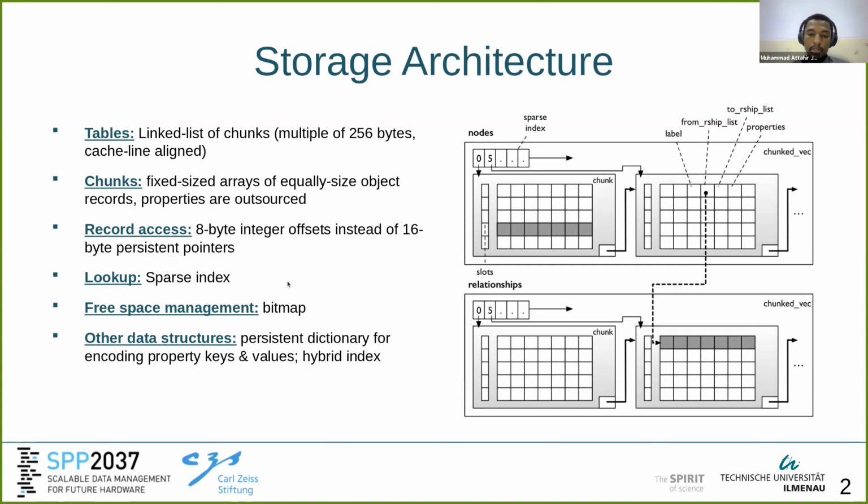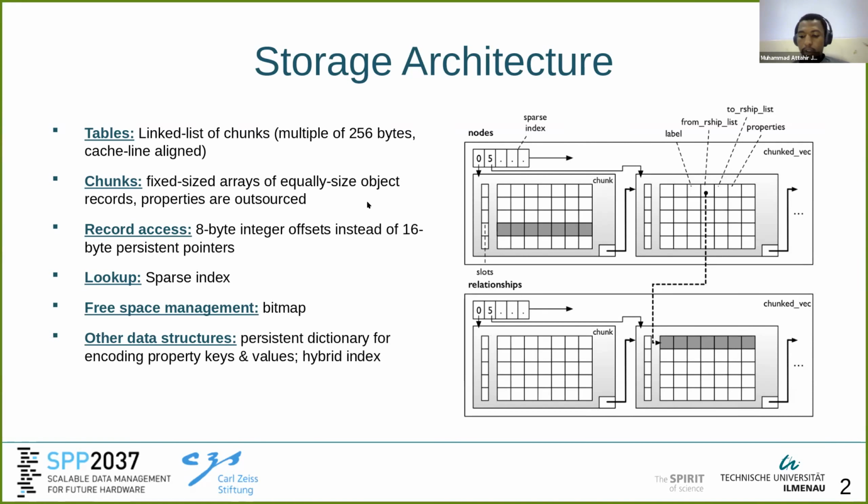There are other data structures that we employ, like a persistent dictionary, which we use to outsource properties in order to make chunks and records of equal sizes, to allow for accessing records using 8-byte integer offsets instead of persistent pointers that are 16 bytes. We also have a hybrid index that keeps inner nodes in DRAM and leaf nodes in PMEM to improve lookup performance. So this is a short overview of our storage architecture, which is optimized for PMEM.